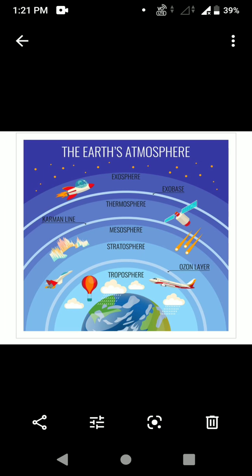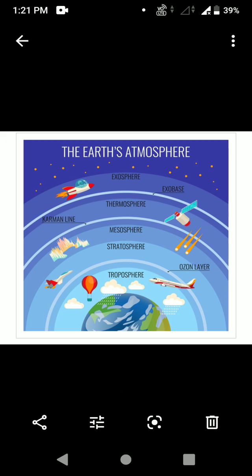So how much height does it extend? 50 km to 80 km. And then what was the temperature? It decreases with increasing height, the same as in the troposphere. Okay, so here radio waves are reflected back to Earth from this layer only. Next, most of the meteoroids nearing the Earth get burnt here. In this layer only, they will be burnt.